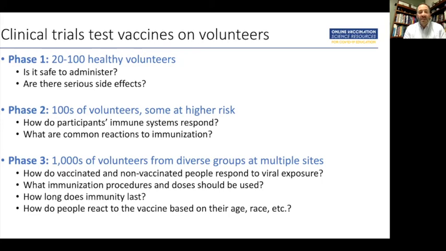So the questions involved are, how do vaccinated and non-vaccinated people respond to viral exposure? What procedures and doses should be used? How long does immunity last? And how do people react to the vaccine based on their age or their race or other factors? So that's why you need a lot of people, because you want to have a large number in each of the categories. And importantly, you need to have people who are both receiving the vaccine and receiving a placebo.